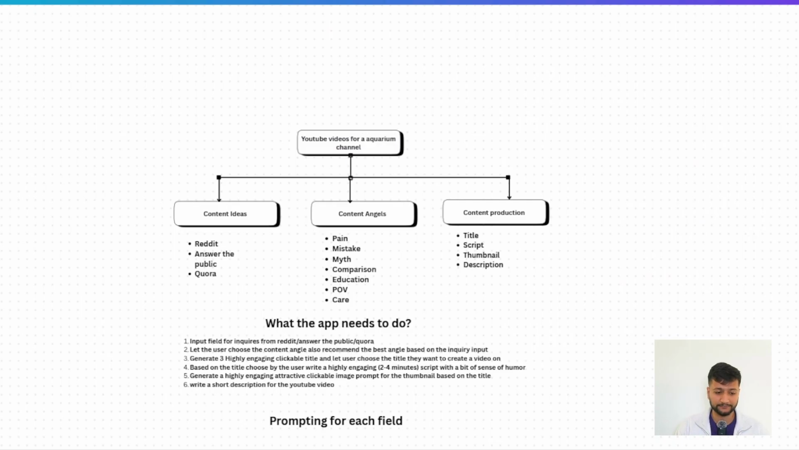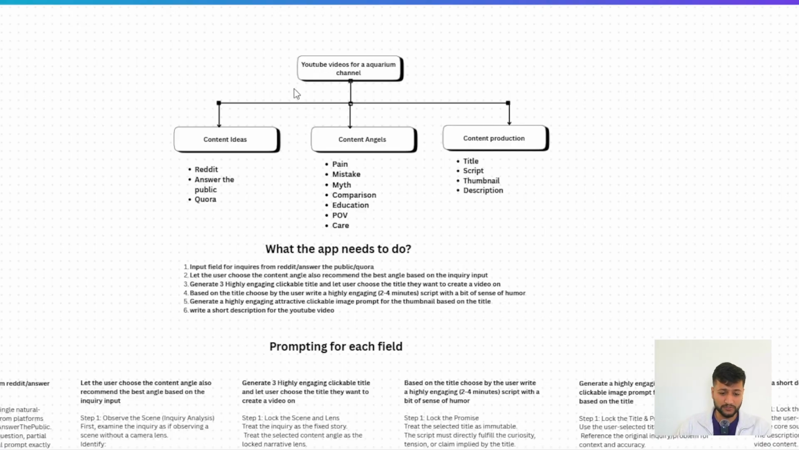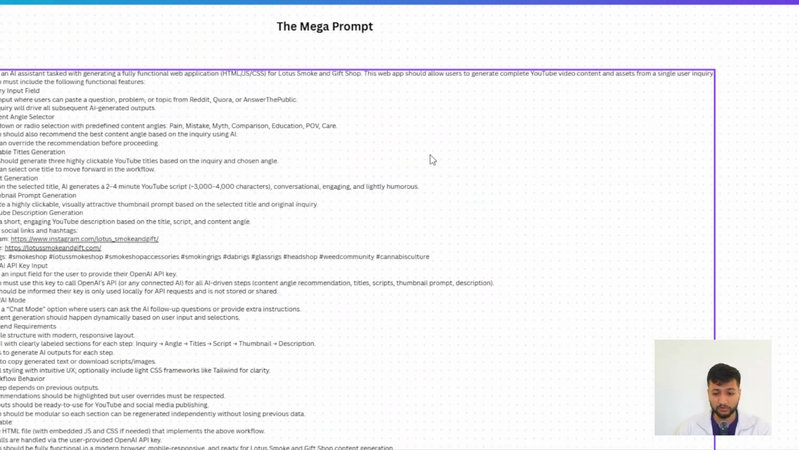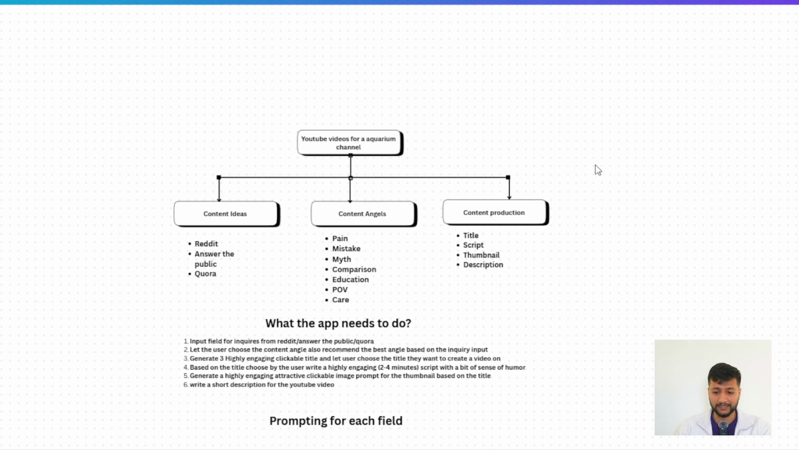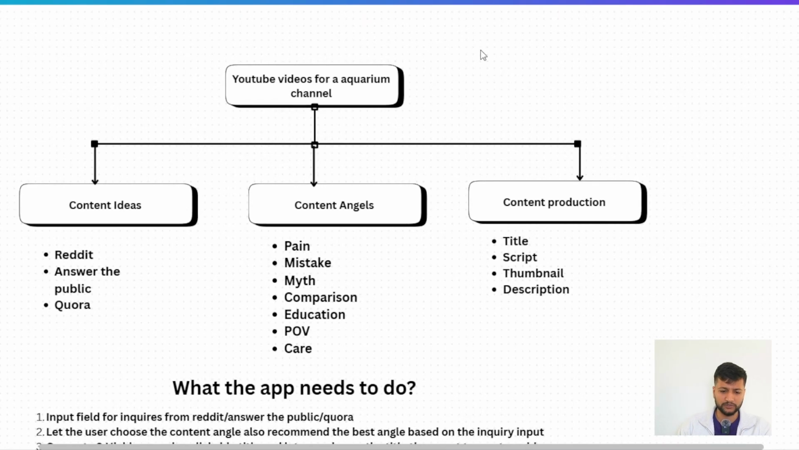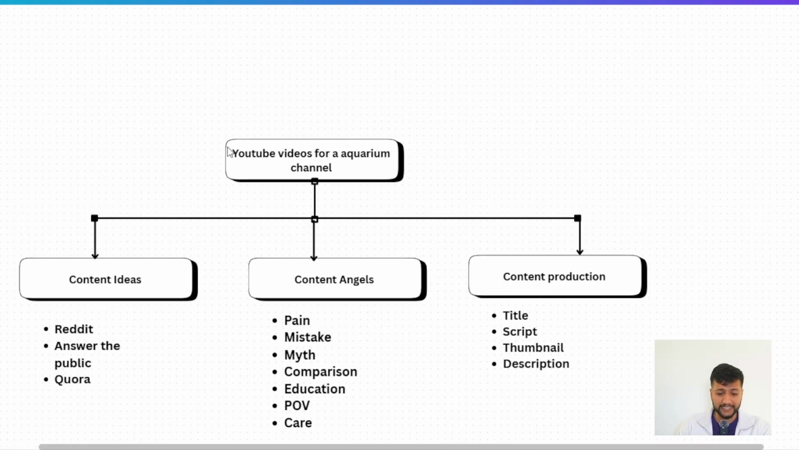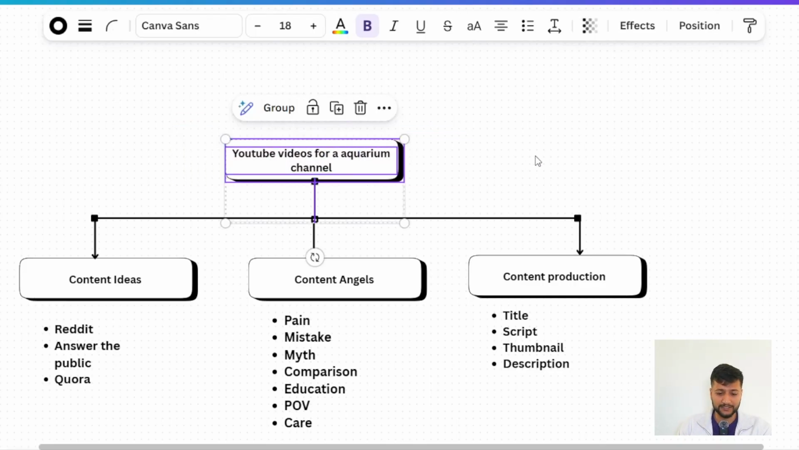So this is the idea. I've already created the entire ideation process. I've created the prompts and everything, but I'll go through all of these so that you'll understand how we are going to prompt Google Antigravity to get our product ready to test. Okay, so let's get started. This is a simple framework that I created to generate YouTube video ideas for an aquarium channel. It's basically because I love aquariums. I keep fish myself, I have aquarium plants and everything, and this is just a demo. That's why I'm using this as an example.